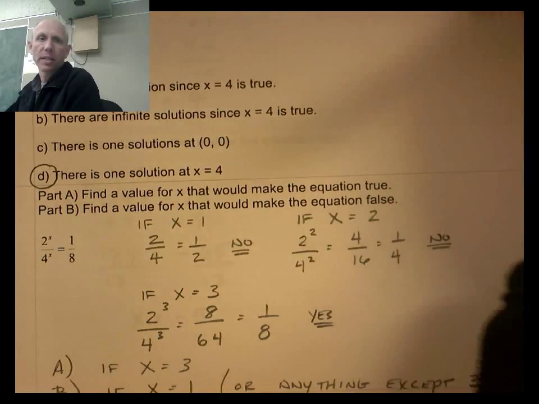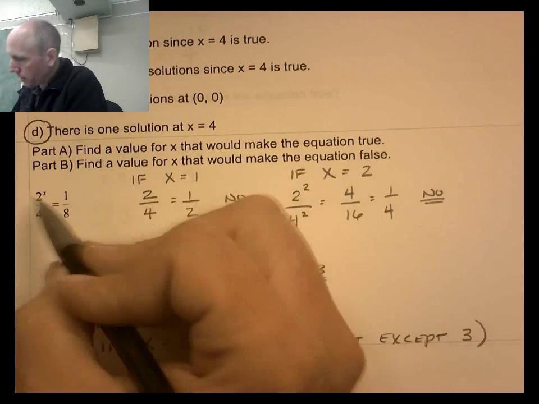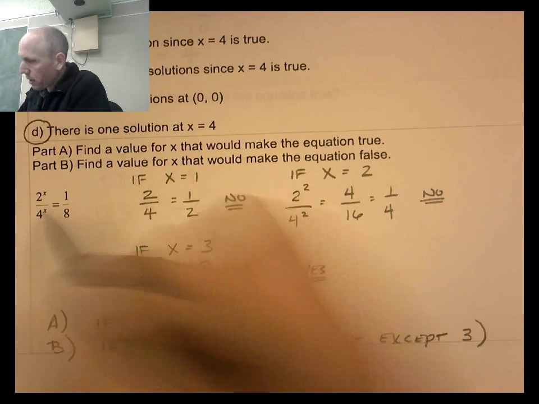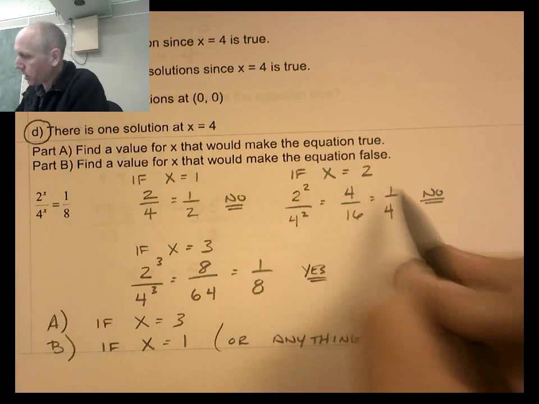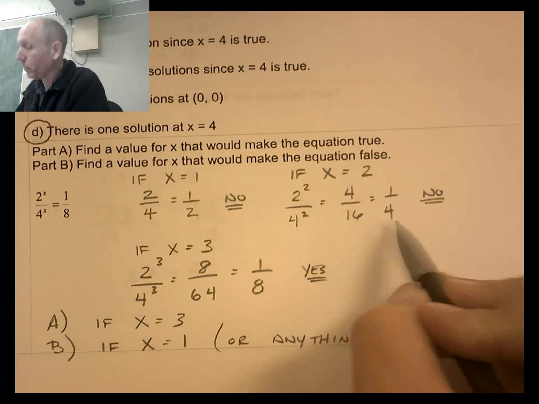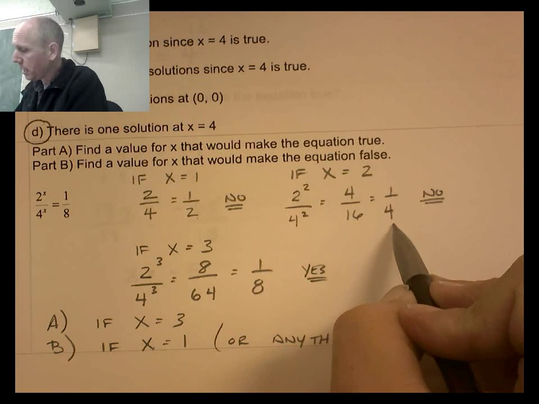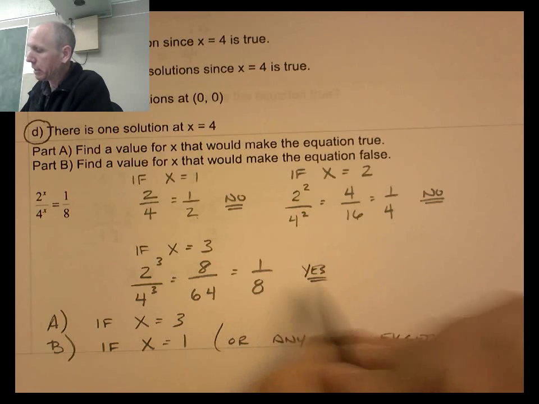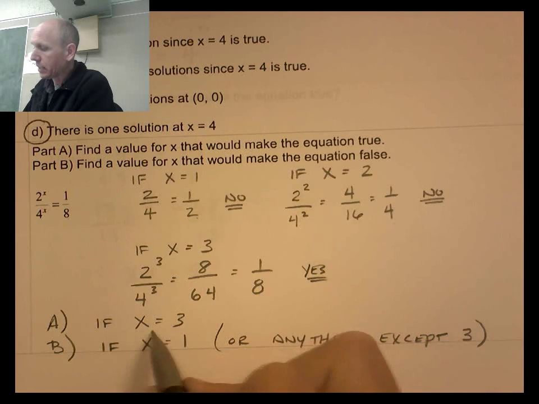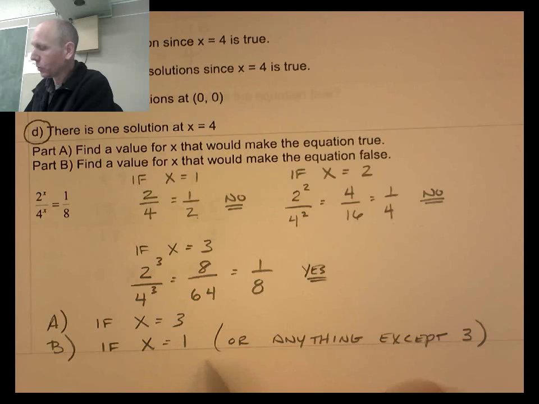Find a value for x that makes this true. Let's put 1 in. So if I put a 1 in there, it turns out to be a 1/2. That's not true, because I want it to be equal to 1/8. If I put a 2 in there, I get 4 over 16, which is 1/4. That doesn't work. If I put a 3 in there, I get 8 over 64, which is 1/8. So 3 works. If x equals 1, or anything except 3, it doesn't work.